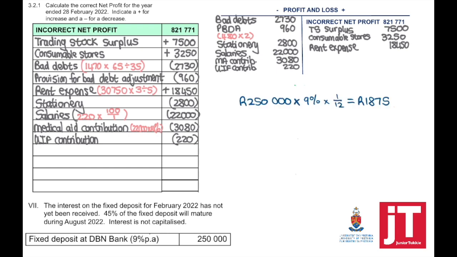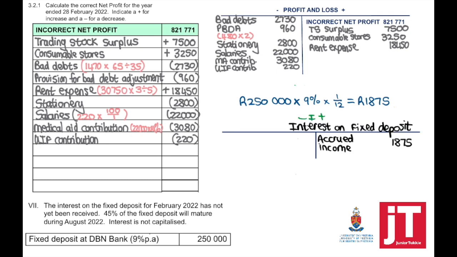250,000 times 9% times 1 divided by 12. Interest on fixed deposit will be credited because this is an income. If it's credited, it's positive. It will have a positive effect on your net profit. Now, because interest is not capitalized, it means that accrued income is going to be debited.